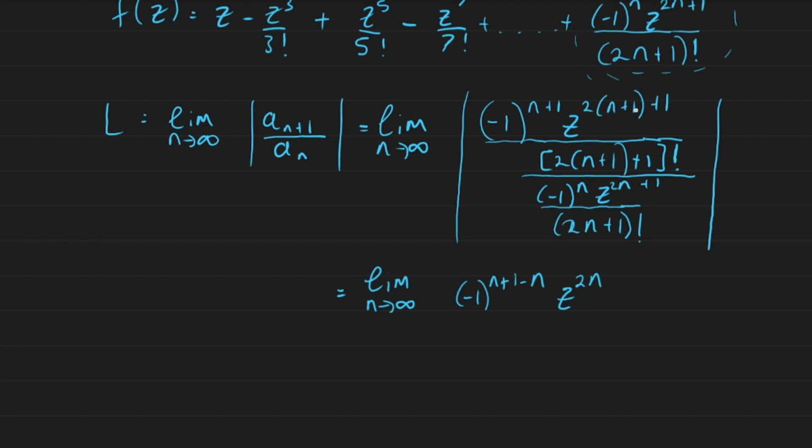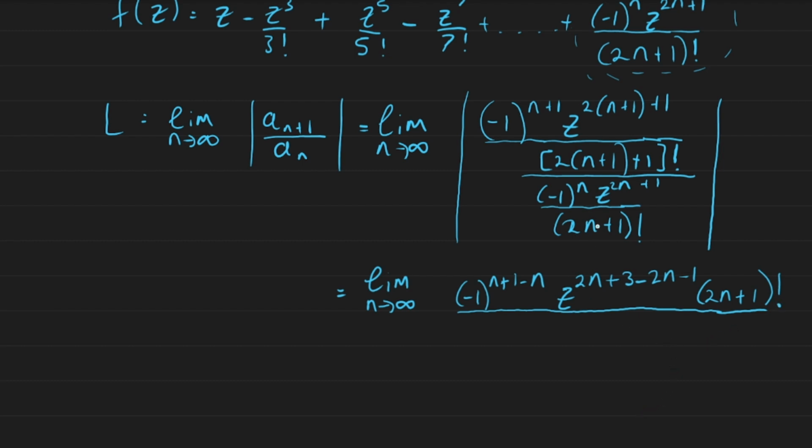Then we have 2 times 1, which is 2. 2 plus 1 is 3. So we have 2n+3. And then here we have 2n+1 in the denominator. So we take that to the top and we change the sign. So it's going to be minus 2n minus 1. And we take this entire term with a factorial to the top as well. So we have (2n+1) factorial.